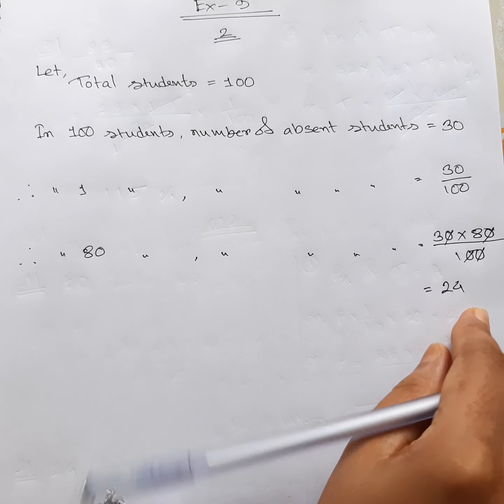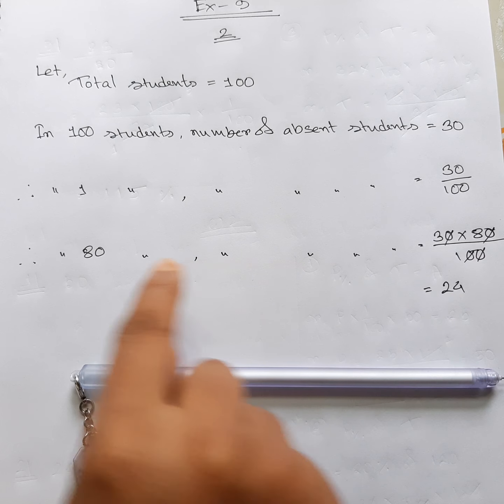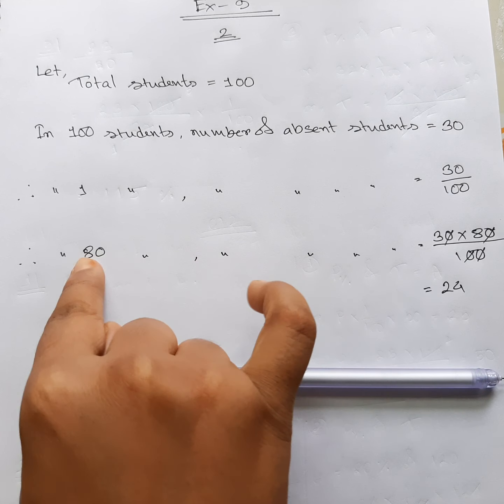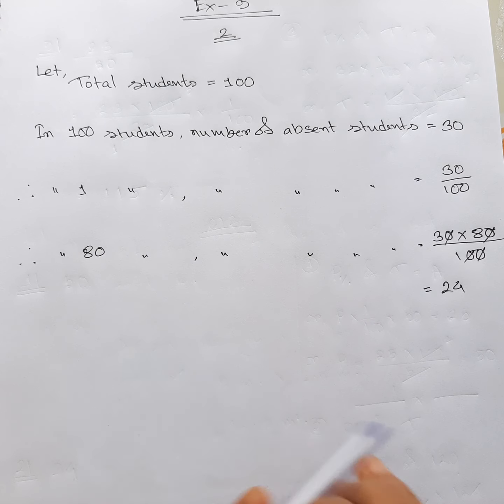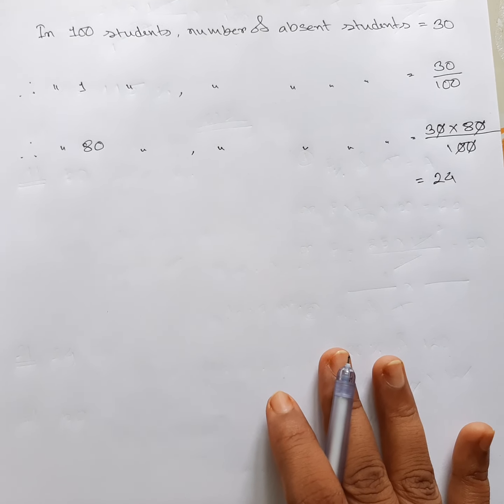This is the number which one is absent in 80 students. Okay, now how to do the last part? Let's see.